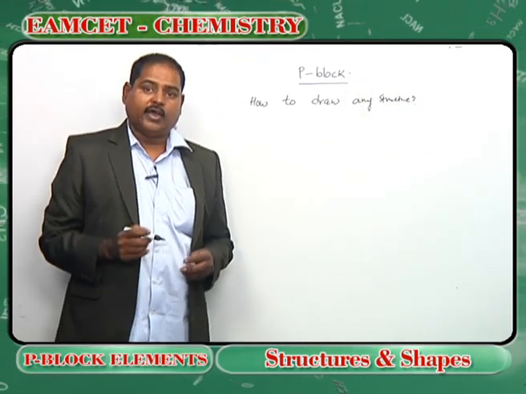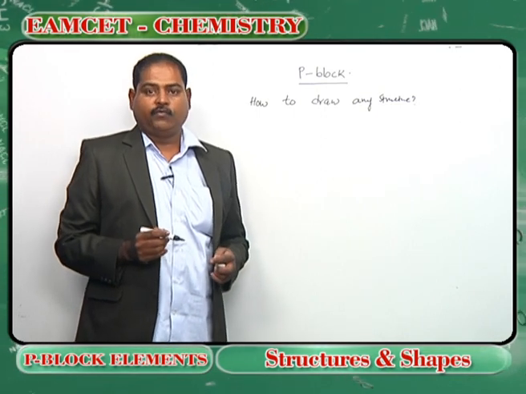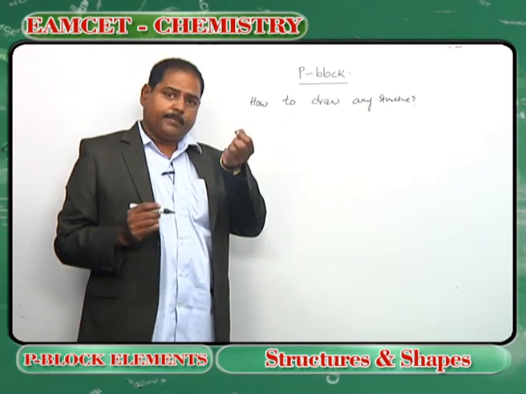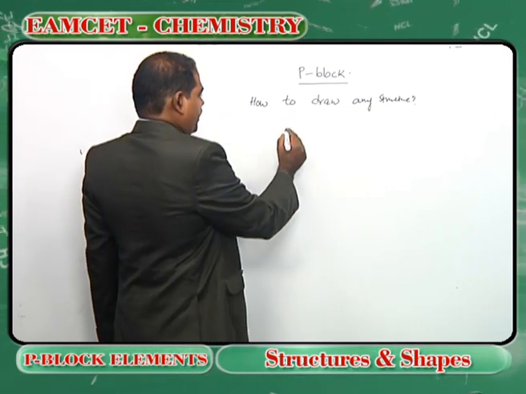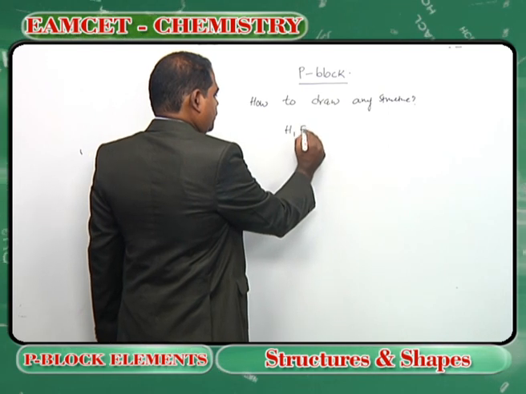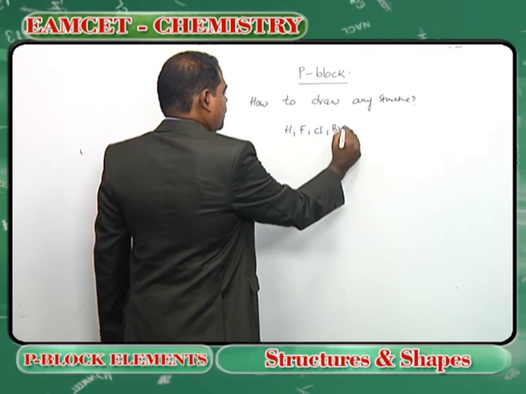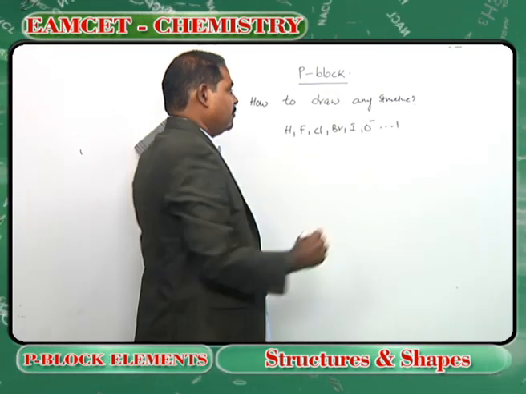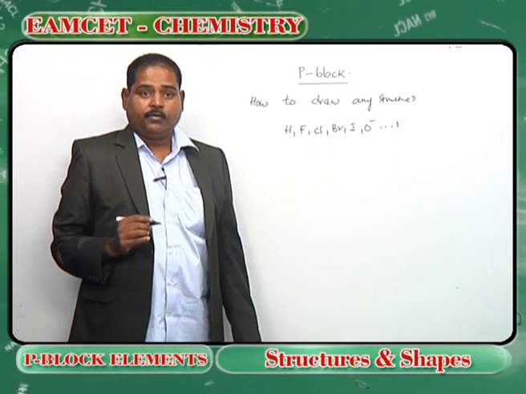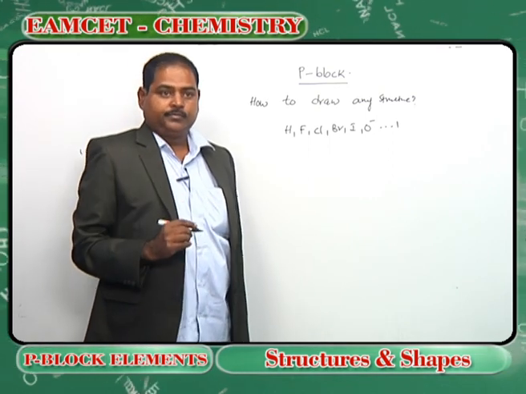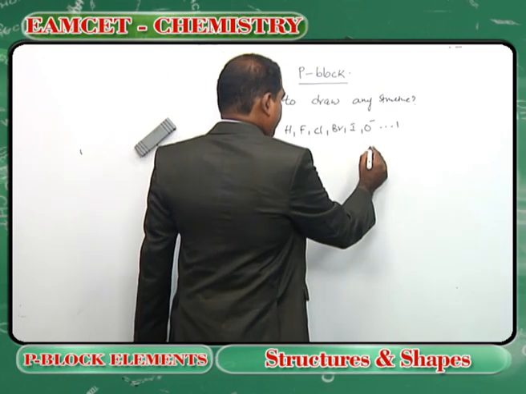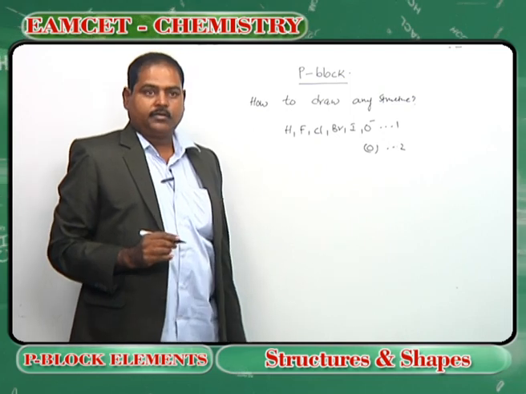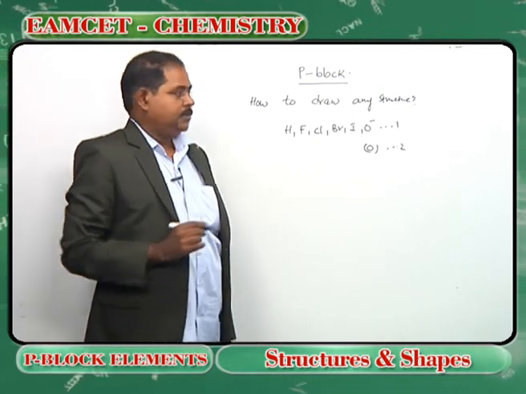We have to look at how to draw any structure from which you will be able to find the number of sigma bonds and pi bonds. For this, there is a very simple procedure. H, F, Cl, Br, I, O minus, wherever they form one bond. And oxygen, wherever it forms two bonds.